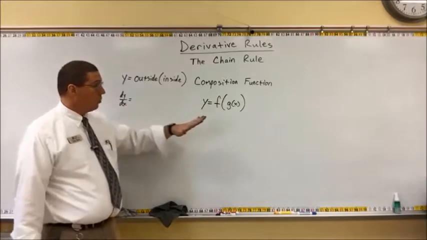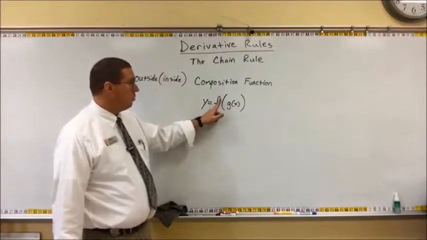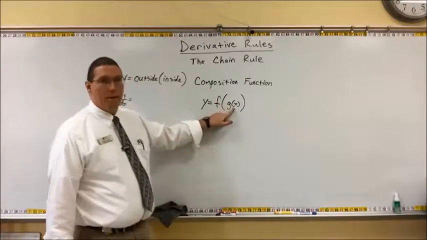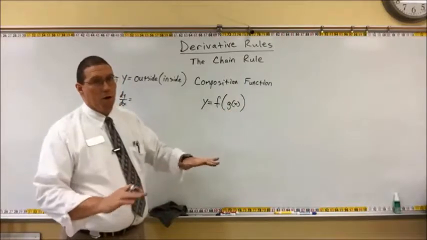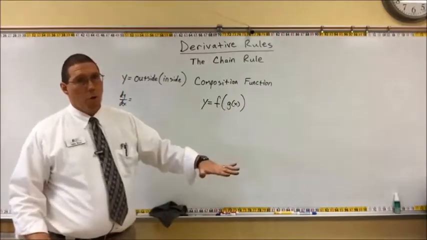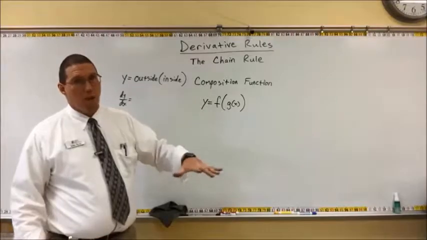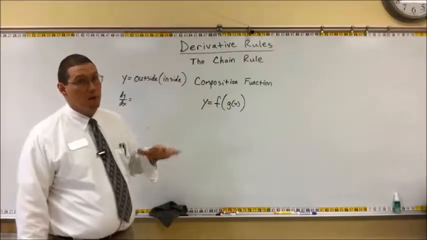Now I do want to remark, it's not as simple. You don't just do the derivative of the outside and then the derivative of the inside. That's not how it works. Just like the product rule and the quotient rule, it's not what you think. It's more complicated than that. But this is still pretty easy. Ready?